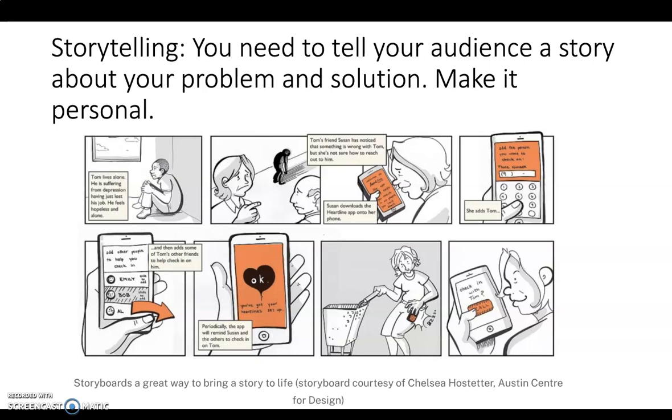Storyboards are a great way to bring a story to life. When telling a story, make it personal. Make it about you. Make it about a real problem that you have. Authenticity is often easily understood in design.